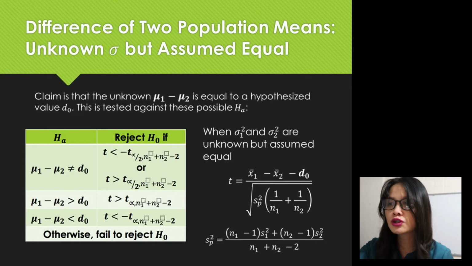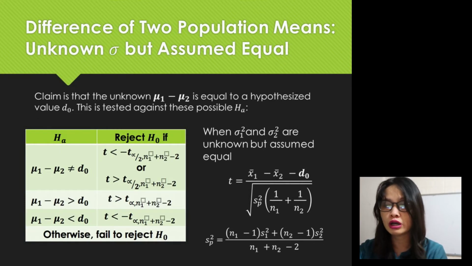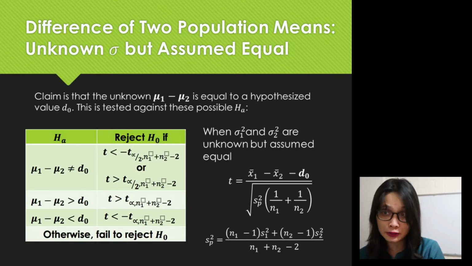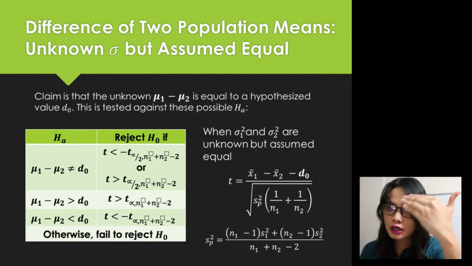Next, the difference of two population means. Okay, unknown standard deviation of population but assumed equal. So in here, if your sample size is lower than 30, okay, we will be using t-value. If higher than or equal to 30, we will be using z-value.